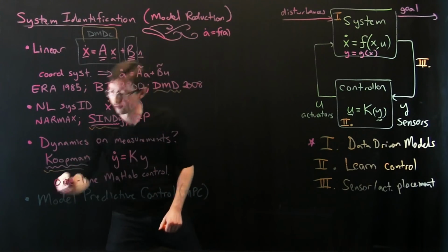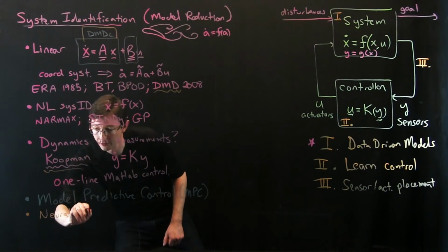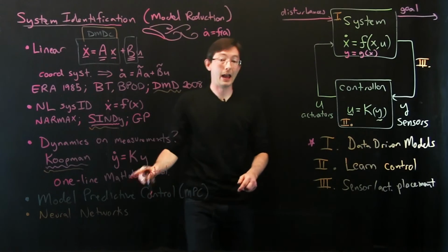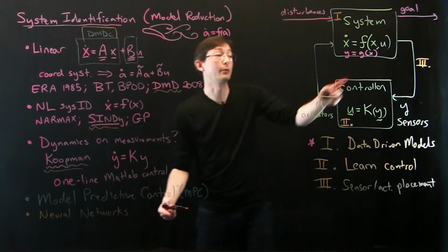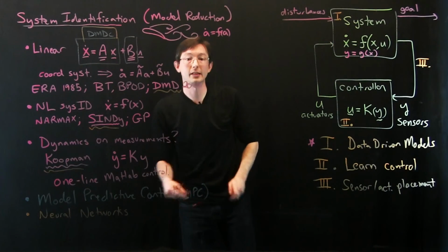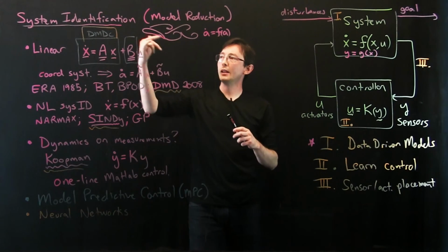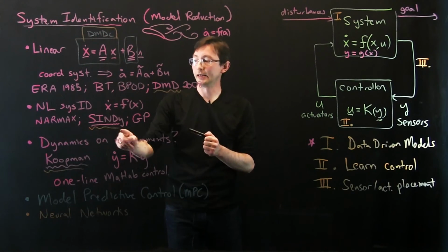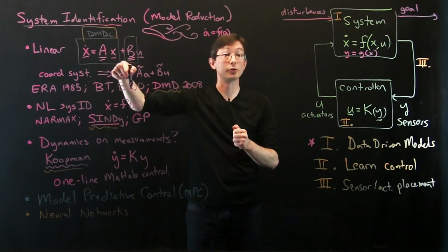Really important one I don't want to forget, neural networks. So neural networks are actually getting really good at predicting dynamical systems. So we're also going to talk about how to use neural networks to model nonlinear dynamical systems. Very cool. So we'll talk about this as well. We'll talk about model predictive control. In a lot of these cases, what we're going to talk about is how to extend DMD and SINDy and Koopman to handle this plus Bu, to handle control.